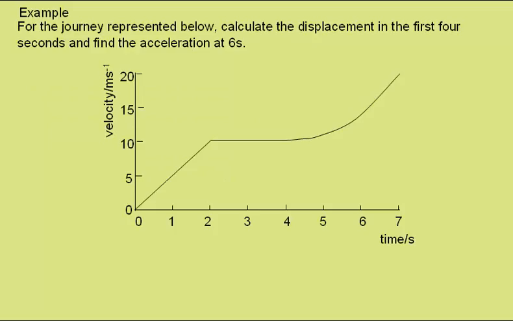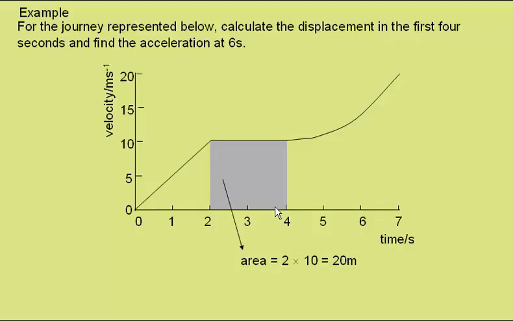Let's look at an example. For the journey represented below, we're asked to calculate the displacement in the first 4 seconds and find the acceleration at 6 seconds. Well, displacement is area under a velocity time graph, so in this case we want to find the area of this shape here, which we can easily find the area of this rectangle as 2 times 10.